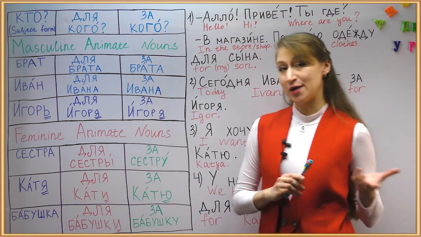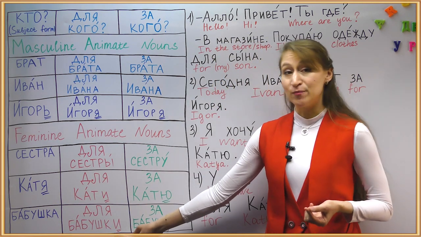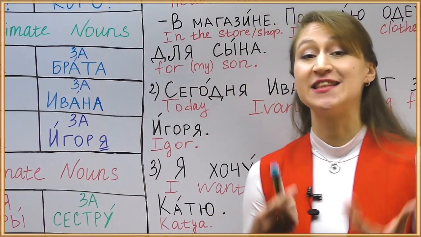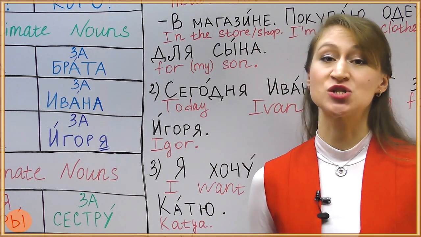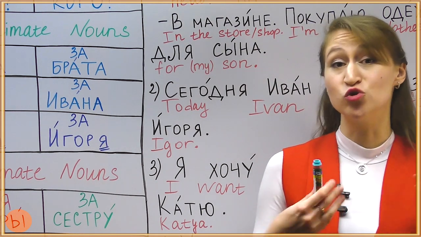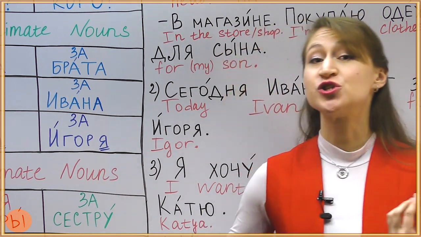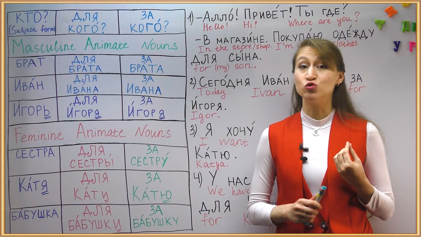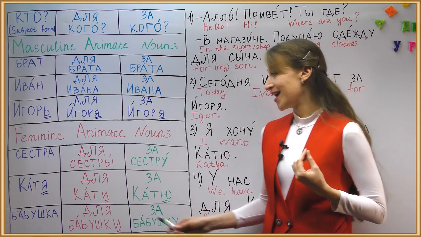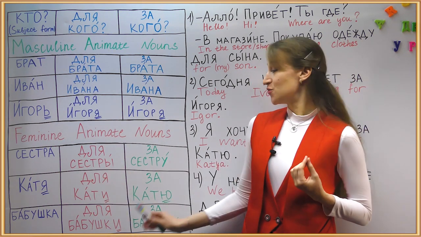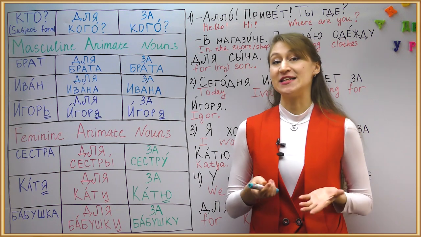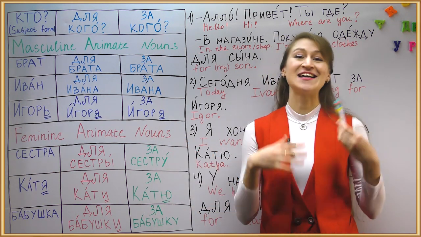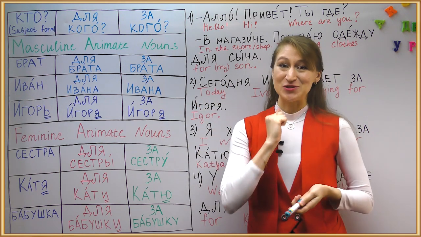Бабушка, grandmother, для бабушки. Well, here we have к, which never goes with у, so we cannot say к бабушки. We say бабушки. And за бабушку. So, you should remember this about feminine nouns. They always have more different endings than masculine nouns.